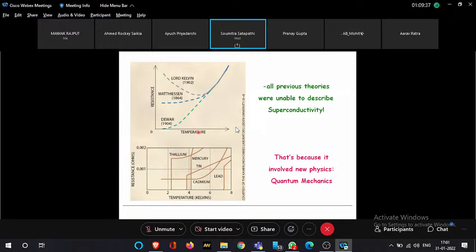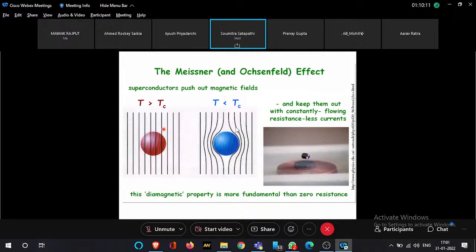This is the resistance versus temperature graph according to different scientists. Lord Kelvin said this is the behavior of the resistance with respect to temperature. Then according to the 1904 discovery, they found that it is possible to drop the resistance below a certain temperature. You can see that the resistance is zero at this particular temperature. So now a new theory has come which allows a zero resistance state in a material, and the material is able to carry current without feeling any resistance. And this material is called a superconductor.